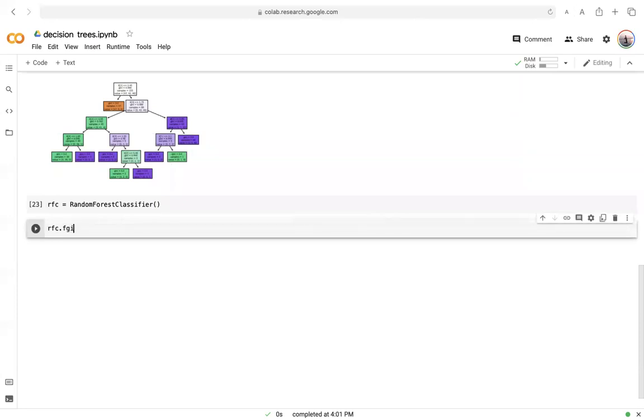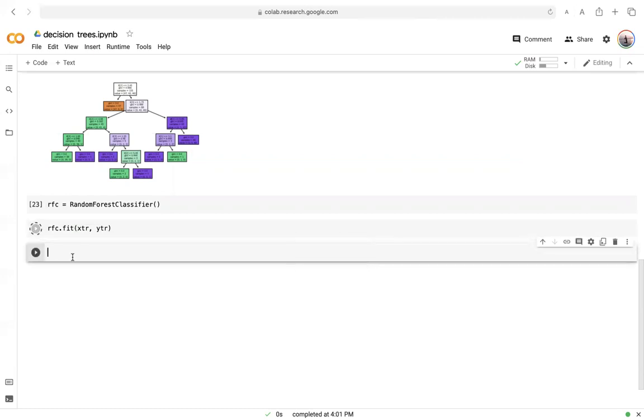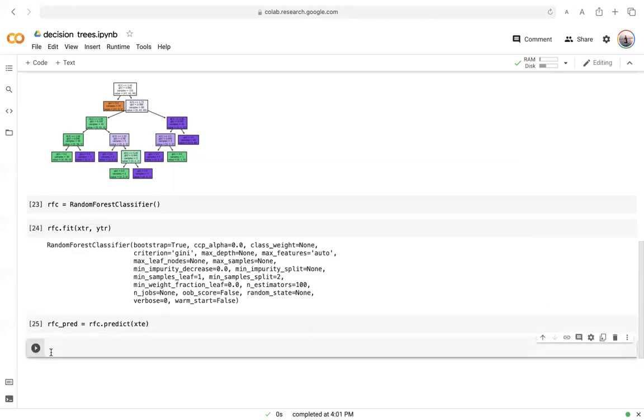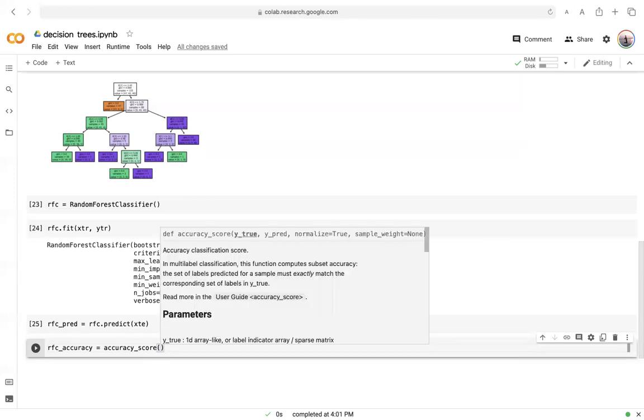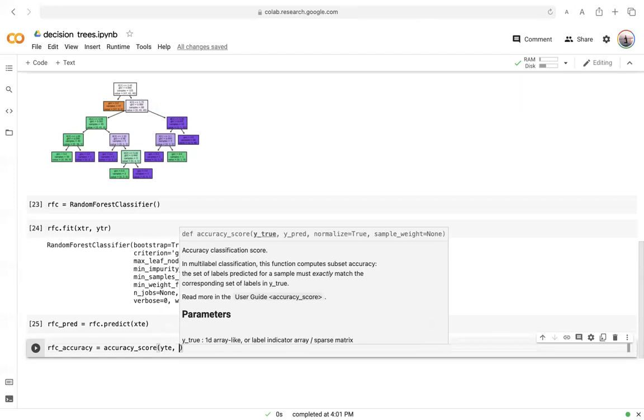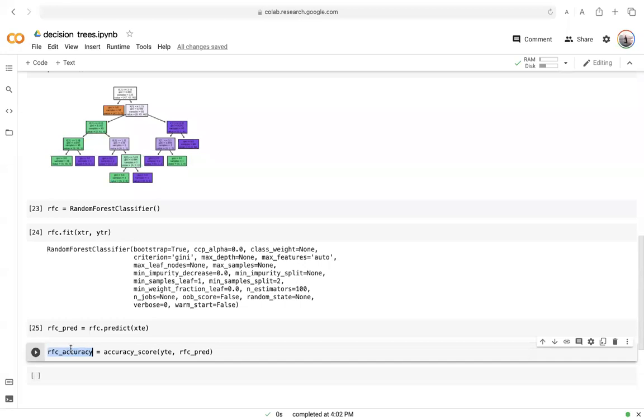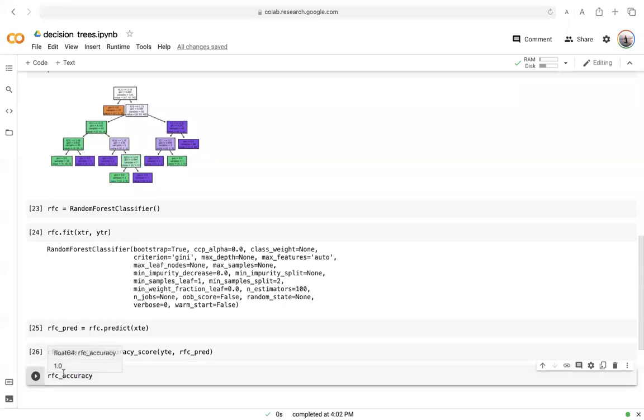So I can say rfc.fit on my X_train. And I can say rfc_prediction is equal to rfc.predict. So this is my predicted value. Then I say rfc_accuracy is equal to accuracy_score of actuals and rfc_prediction. This is my accuracy score. Clear? Let me see what my accuracy score is.